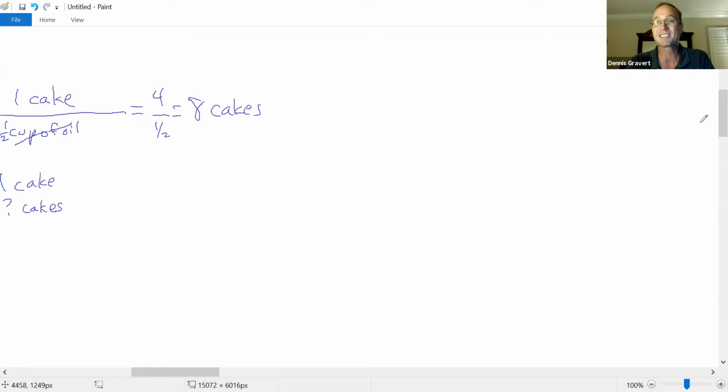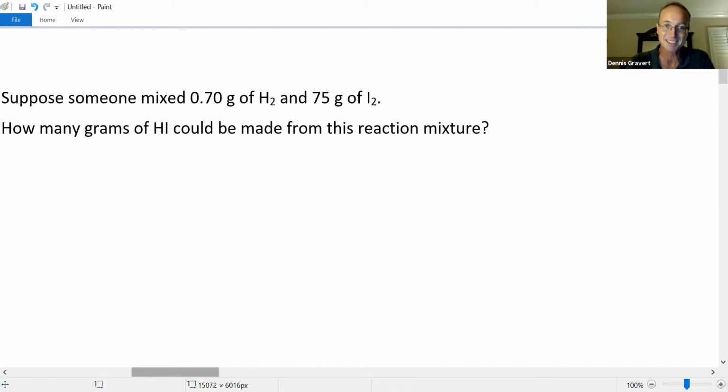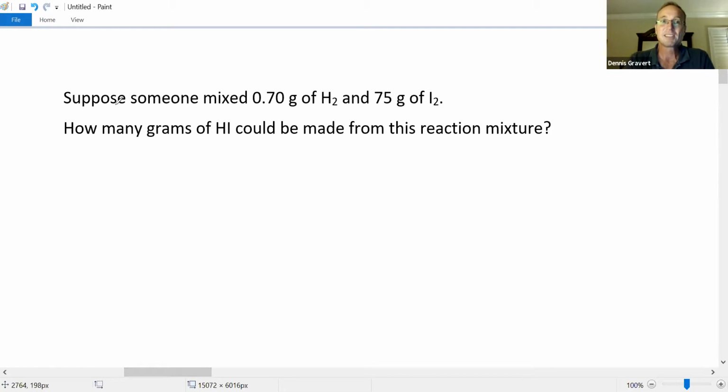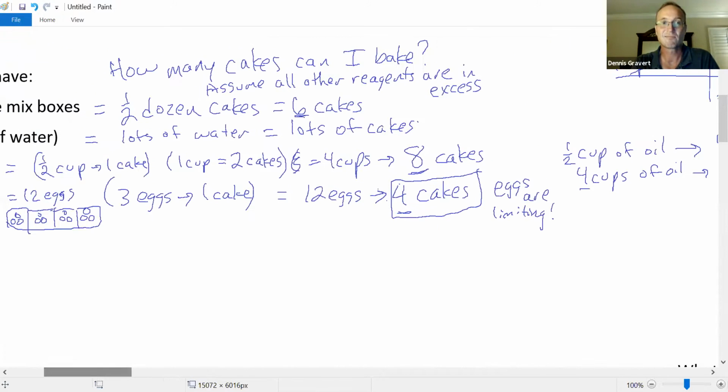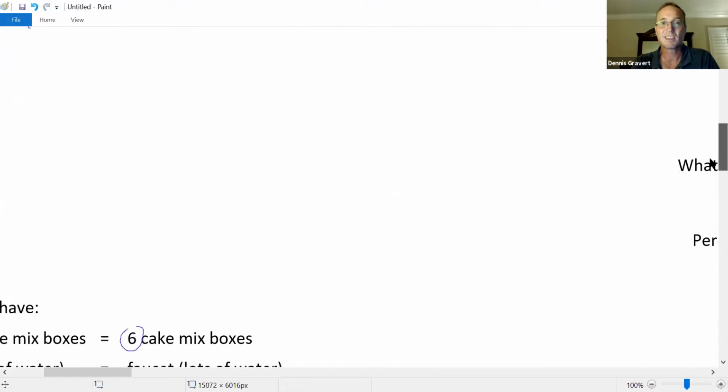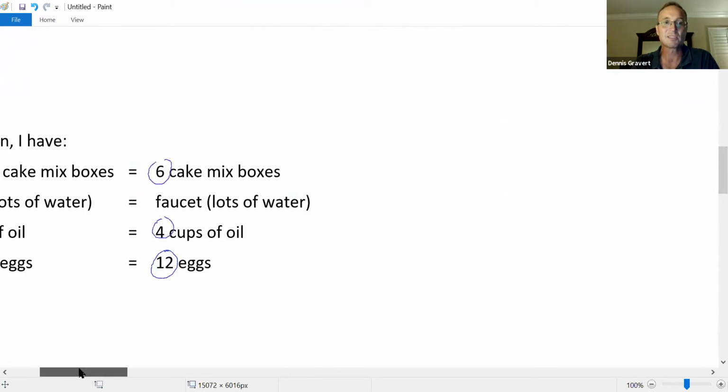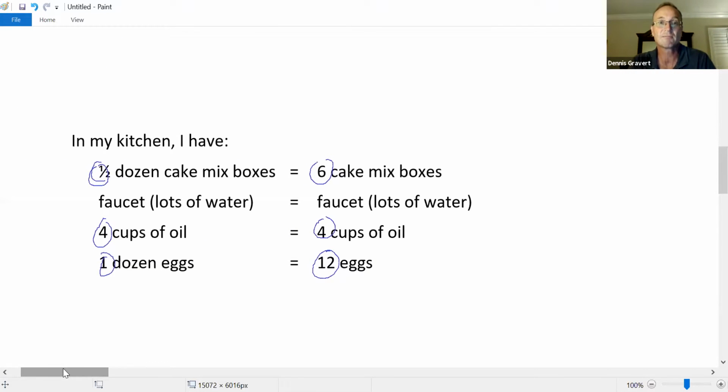Cool. All righty, let's look at a real chemistry type question. Suppose someone mixed 0.70 grams of H2 and 75 grams of I2. How many grams of HI could be made from this reaction mixture? And remember, we just said, you can't look at the initial quantities. You can't look at these numbers to decide which one's limiting. You need the balanced chemical equation. You need the recipe.